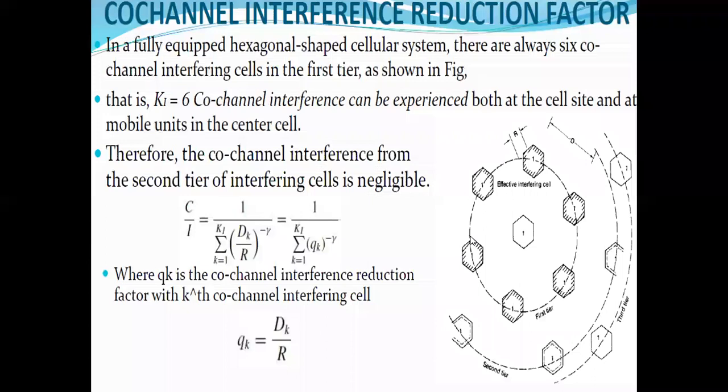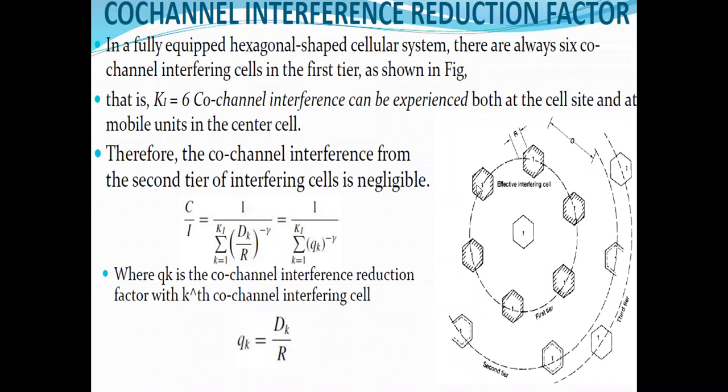So actually, in fully equipped hexagonal shaped cells, we know that we are using hexagonal shaped cells. We have only 6 co-channel interfering cells. One is this, and 6 are the co-channel interfering cells: 1, 2, 3, 4, 5, 6. So there will always be 6 co-channel interfering cells. So Ki is 6. That is the co-channel interference that can be experienced at both our cell site and our mobile units also.